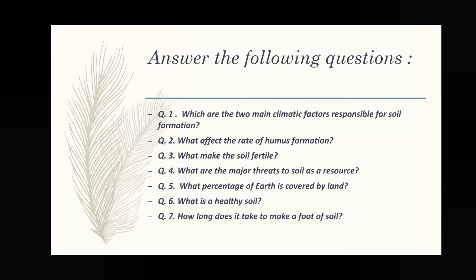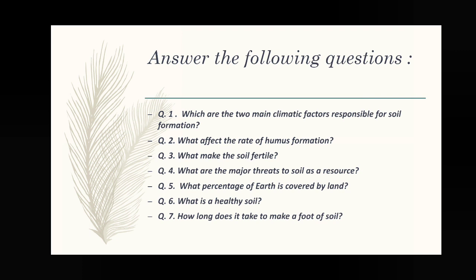Next, question number 2: what affects the rate of humus formation? I have already told, humus amount is not the same in every type of soil, in every region. So this thing you have to write down, which factor controls the humus formation. Question number 3: what makes the soil fertile? That means if we want to make soil fertile, then what type of thing should be mixed with the soil, then its fertility will be improved.